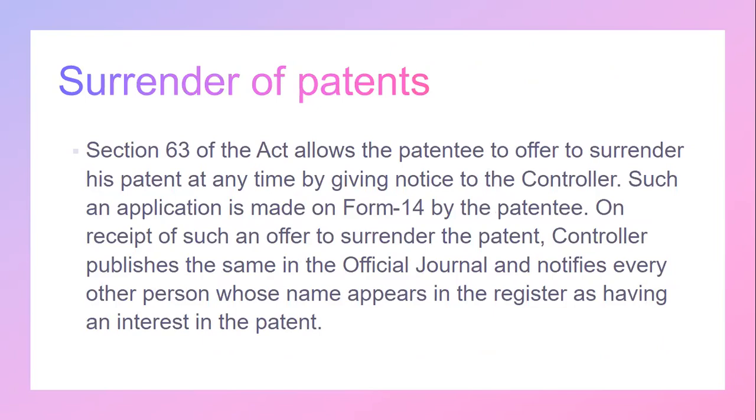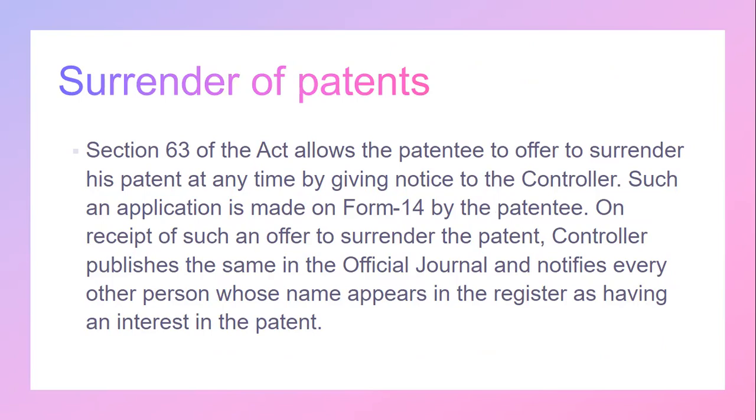Now, surrender of patents, I guess I will cover it because it is really related. Section 63 says that sometimes a patentee may offer to surrender his patent. Now, I have a patent, I want to surrender it. Why would I want to surrender a patent? I have a patent, I've made so much effort to get that patent, and now I want to surrender it. Why?